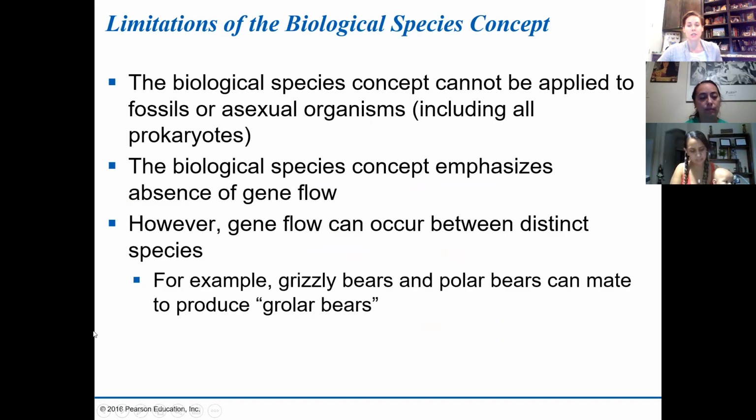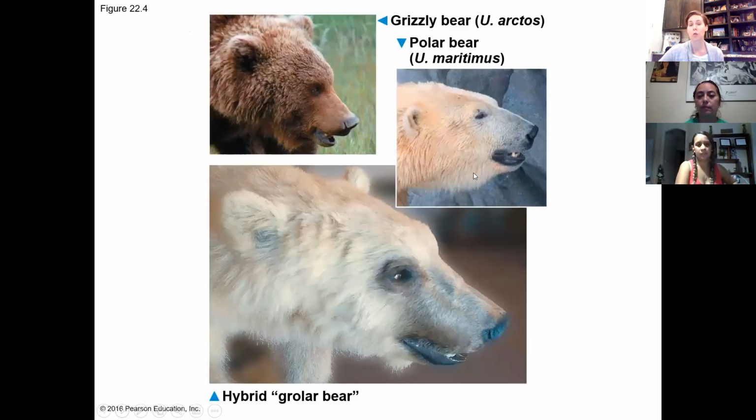So the biological species concept emphasizes the absence of gene flow, meaning that we're able to make random hybrids of things. So you could make these things called grolar bears, where you artificially force a polar bear and a grizzly bear together in the same location, and they produce a viable, fertile offspring. But that's never going to happen naturally. And so we can artificially make two things appear to be the same species because they're able to produce those offspring, but it's not going to happen naturally.